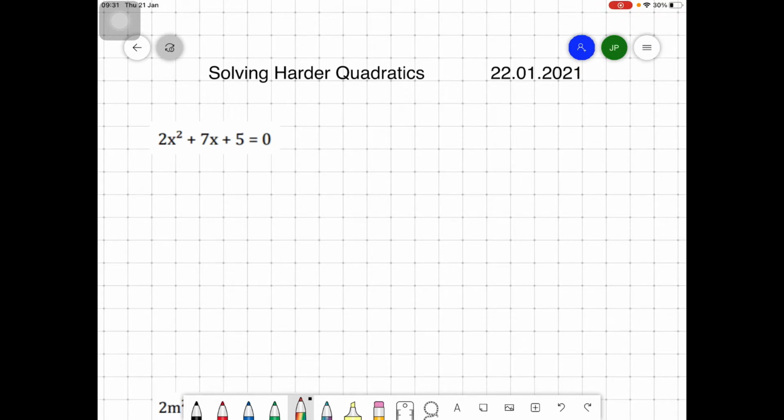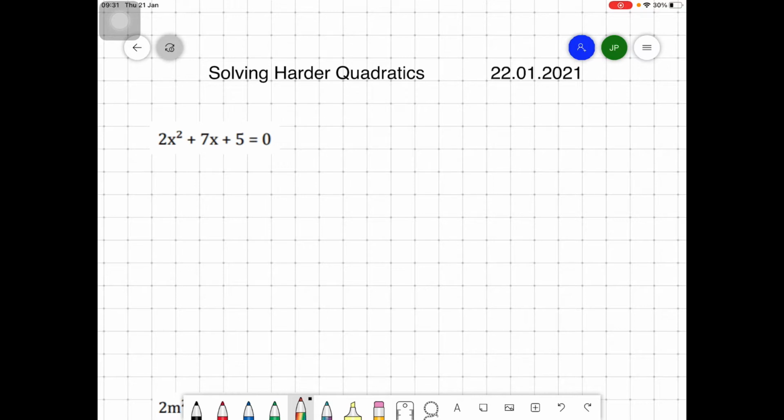You looked over the last couple of lessons at how we factorise the harder quadratics with coefficients of x squared. Next little bit is looking at how we solve them. Now we solve them no differently to how we solved quadratics that didn't have a coefficient in front of the x squared. It's exactly the same process. So if anything, this is just a little bit more practice for us.